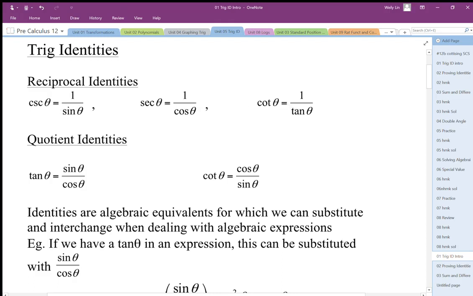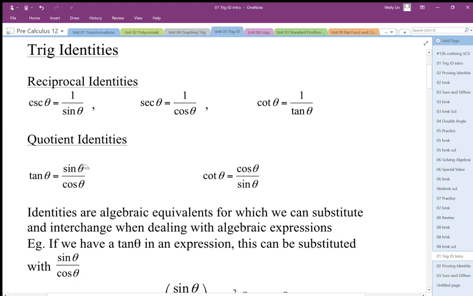When we call them identities, they are equivalent. So what we're going to do with these identities is we can replace any expression of cosecant with 1 over sine and vice versa. Same thing here. We can replace a 1 over tan expression with cotan. And we can do that anytime we want because these are what we consider identities, or algebraic equivalents.